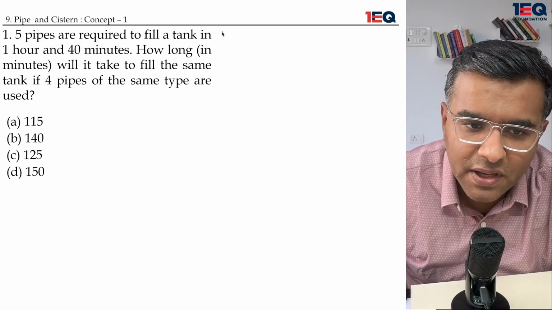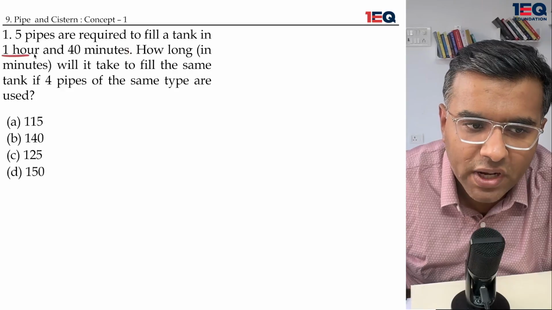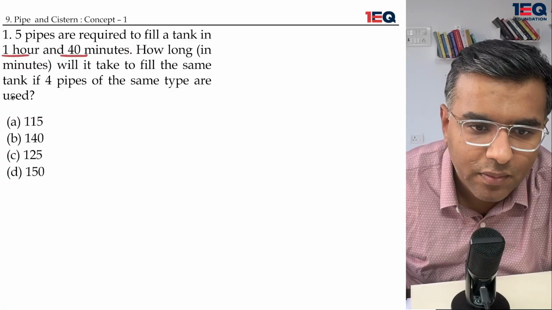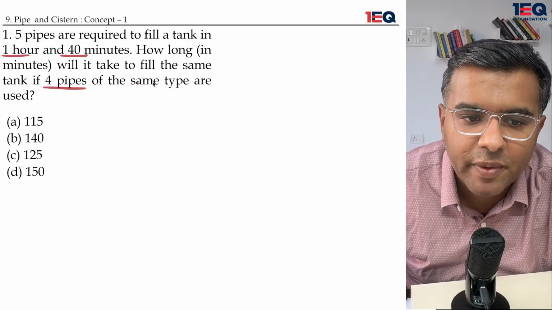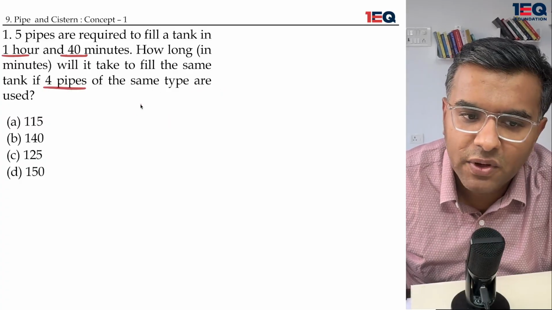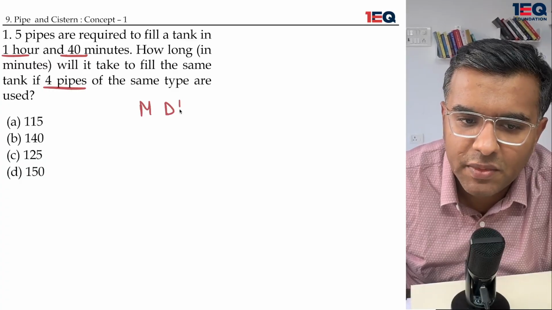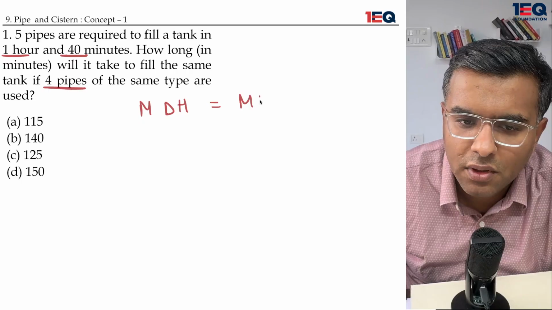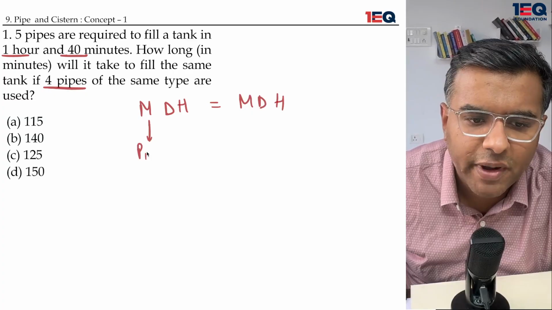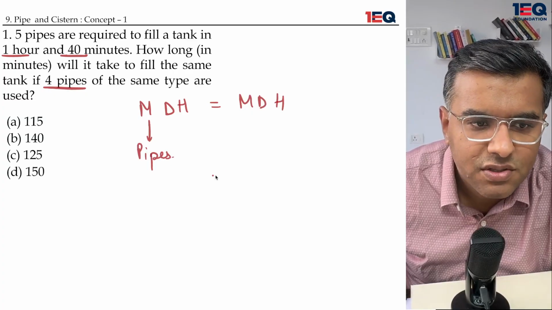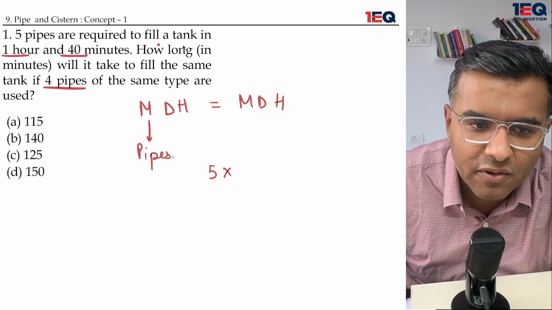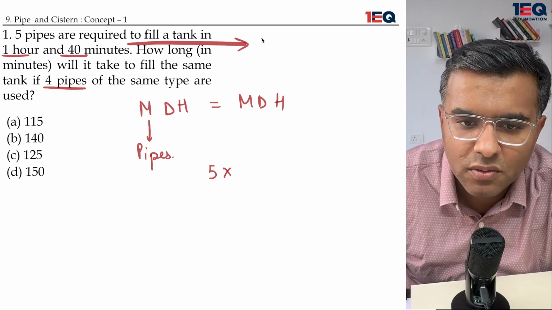5 pipes are required to fill a tank in 1 hour and 40 minutes. How long will it take to fill the same tank if four pipes of the same type are used? We are going to use the same formula, MDH equals MDH. Here, man is nothing but pipes. So 5 pipes are required for 1 hour 40 minutes, and I would convert 1 hour 40 minutes quickly into minutes.